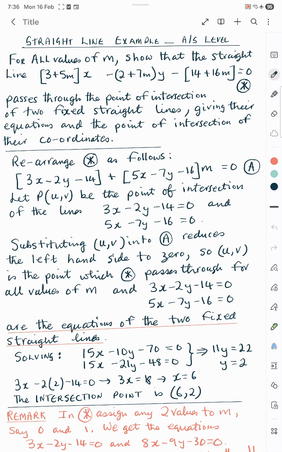Then, solving those two equations simultaneously by the usual methods, multiply the first one by 5 and you get 15x - 10y - 70 = 0, and the second by 3, get 15x - 21y - 48 = 0, and then subtracting you'll get 11y = 22 and y = 2. Then substituting back into one of them you'll get 3x - 2 times 2 - 14 = 0, so 3x = 18 and x = 6, so the intersection point is (6, 2).